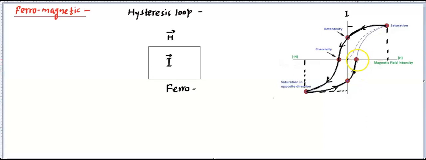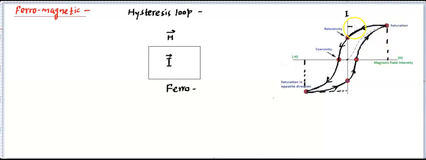And when this H will be of this amount, then this I will become 0. So I becomes 0 at this point in the positive direction. This is called coercivity. So this is positive direction coercivity, and this is negative direction coercivity. And then if you repeat the same thing, keep on increasing H in this direction, then this will increase rapidly and get saturated very soon. So when it gets saturated, that means it is completed and all the dipoles have aligned again in that direction.